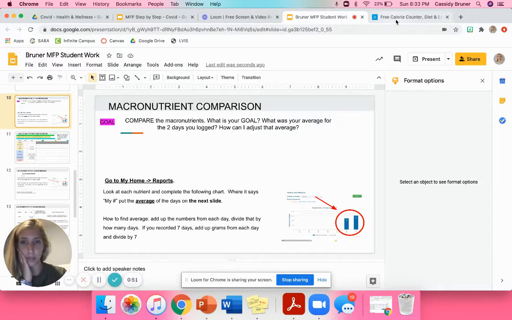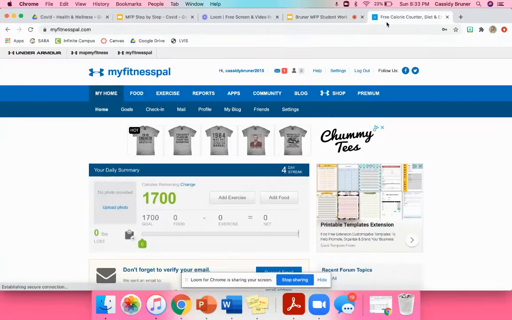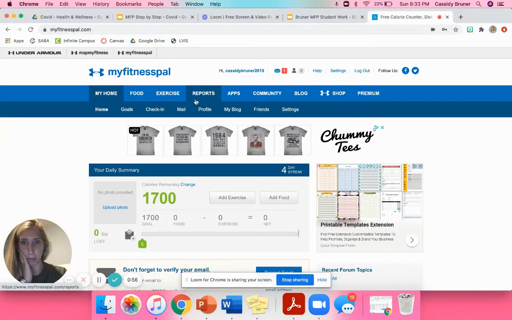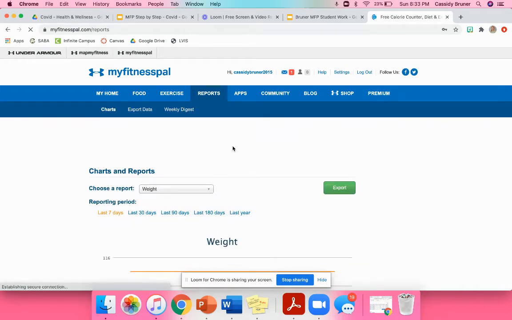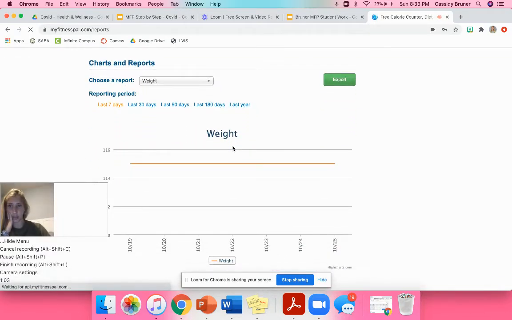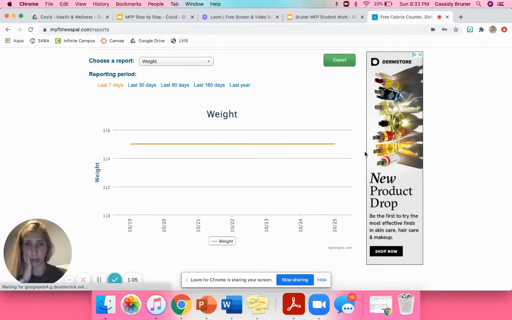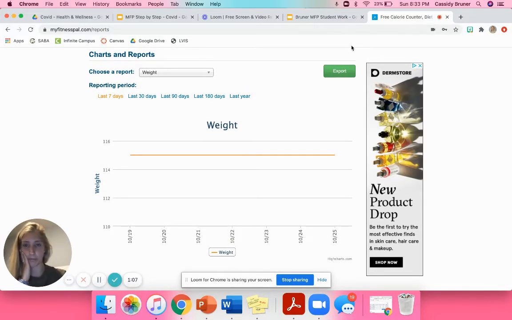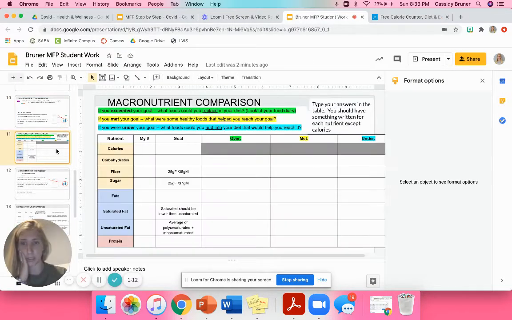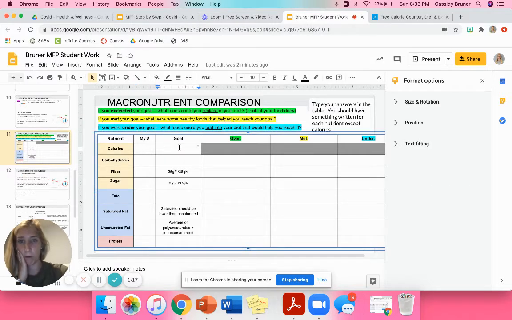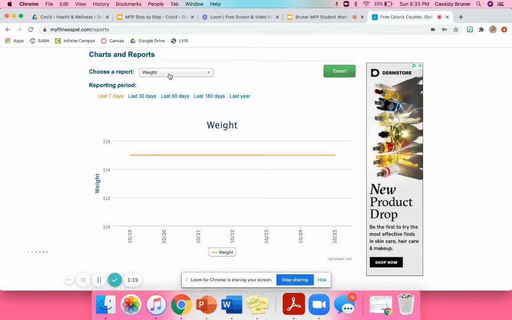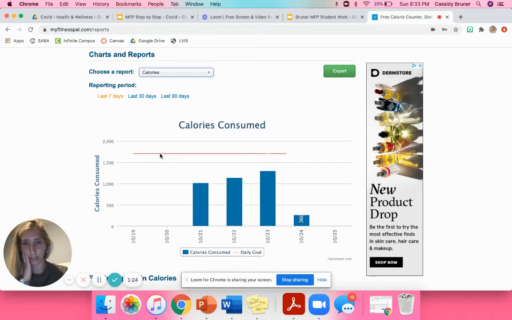So if you go to MyFitnessPal and you go up here, it says reports. If you click on reports, it is going to have a chart of reports available for you. Now, on your assignment, if you go to this page, it says calories. My number, my goal. Here, you are going to select this little drop-down menu and you're going to go to calories.